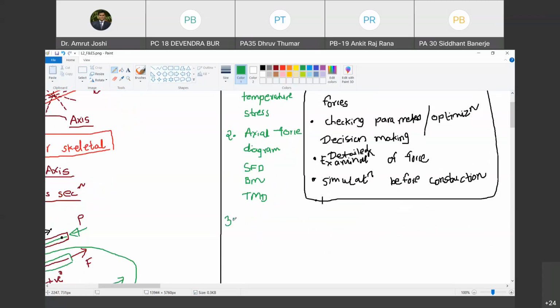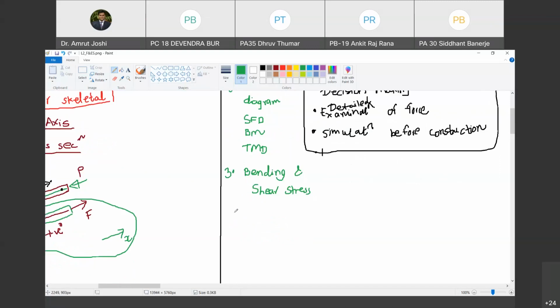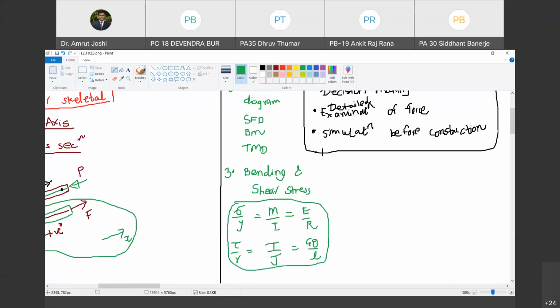Then you must have learned bending and shear stresses. They basically come from two formulae. One is the bending formula, which we write as sigma by y is equal to M by I, which is equal to E by R. Another formula is similar to this: tau by R is equal to T by J, the polar moment of inertia, which is equal to G theta by L. So these are the two formulae. Units may be different, but we club them together as one class, bending and shear stresses. Are you with me? Do you remember any of this? At least slightly? Yes, sir.